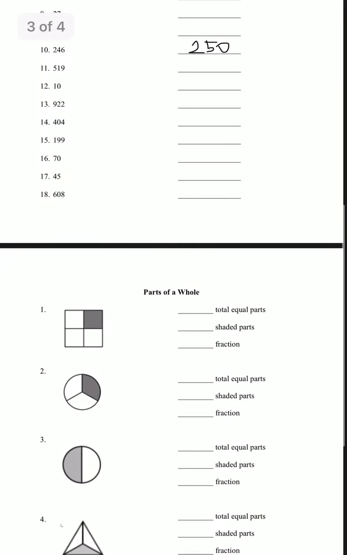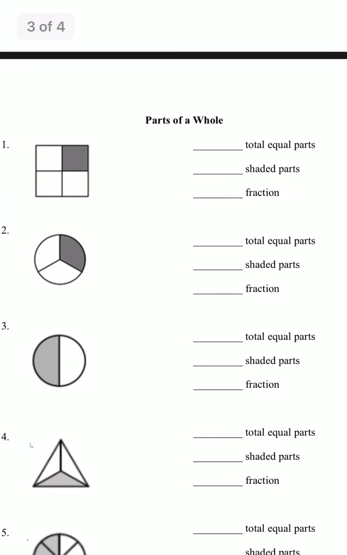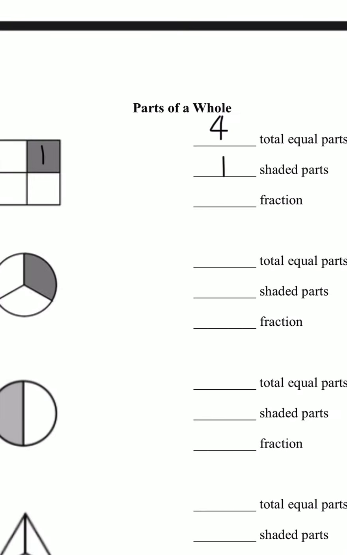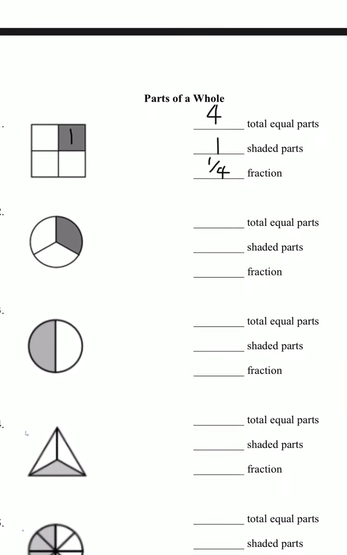Let's go to the next page. Parts of a whole. So total equal parts. We have to count the total equal parts. So we have 1, 2, 3, and 4. So we have 4 total equal parts. And then now shaded parts. We have only 1 shaded part, right? So 1. And then fraction, that is going to be 1 over 4. So 1/4, okay?